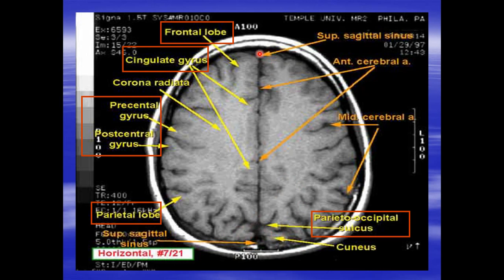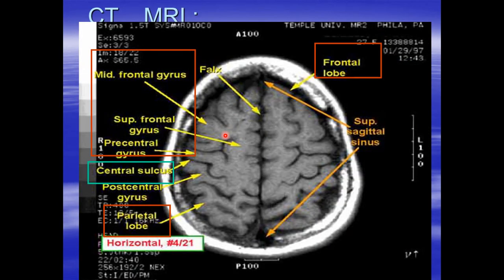And this is the falx cerebri here. At the site of attachment of the falx cerebri to the rest of the dura, there is a triangular space, which is a sinus called the superior sagittal sinus, that transmits the venous blood, draining it outside the cranial cavity.